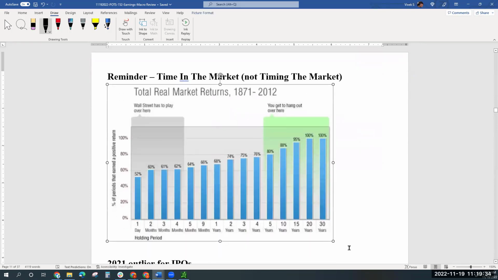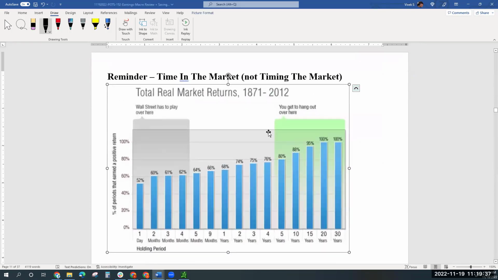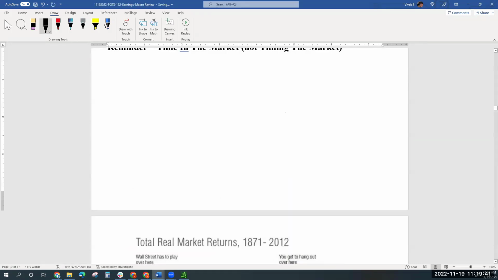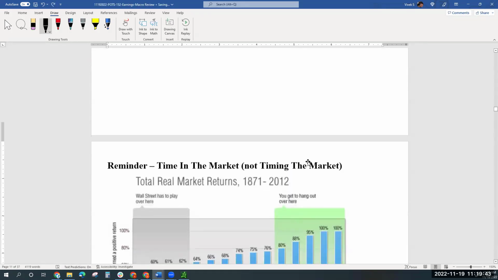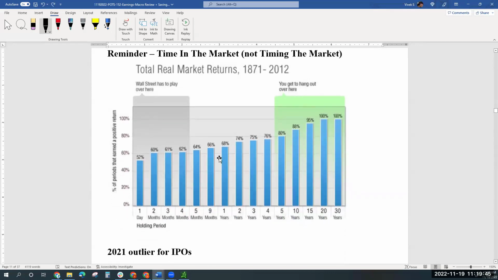Yeah, this is again, time and time again, a reminder: it's time in the market, not timing the market. You're probably bored of me saying this, but I have to say it. This chart shows the percent of periods that have earned a positive total real market return, 1871 to 2012. I think it still works for 2022 when you're looking at such a large, longer period.